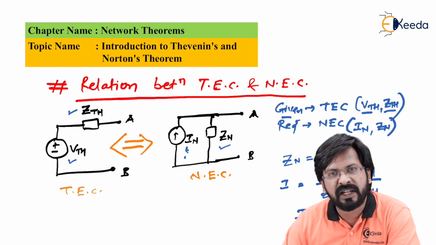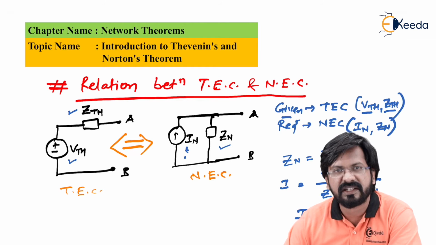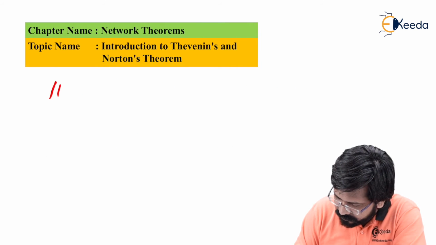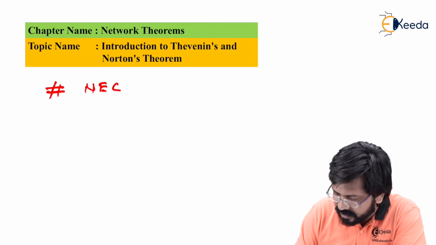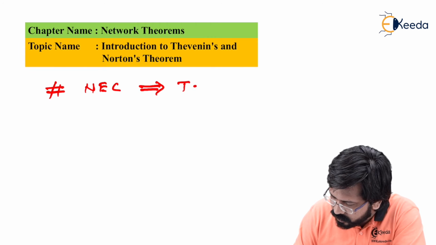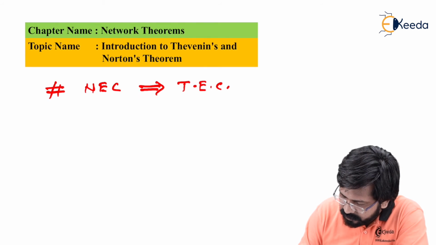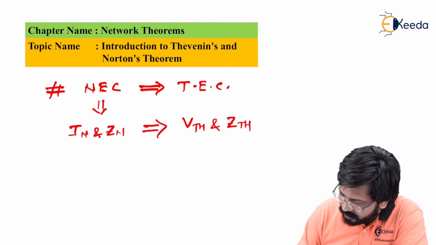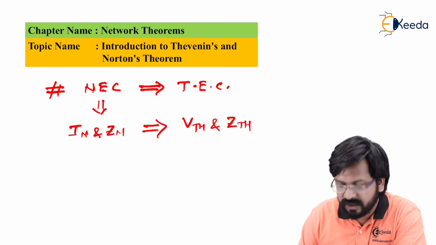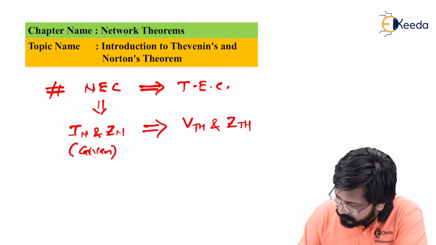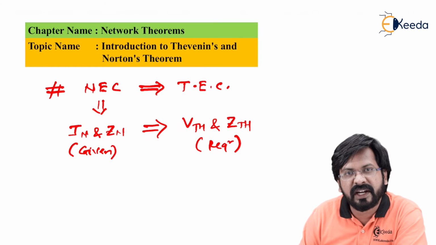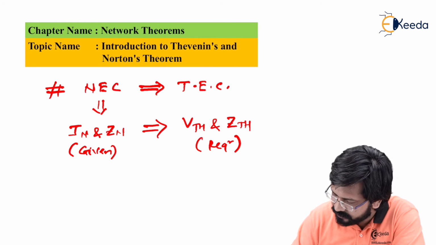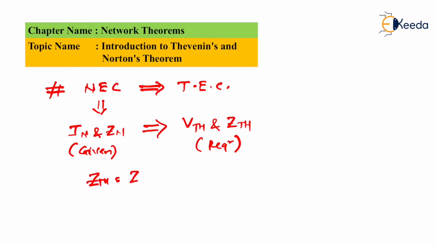So now we will see what if NEC is given to you and you have to get TEC, that is Thevenin's equivalent circuit. So this time let's say NEC circuit is given to us. We have to transform that into TEC, that is Thevenin's equivalent circuit. It means if NEC is given, so IN and Zn are given, and what is required? Required components are VTH and ZTH. So again, we know the relation that Zn and Zth are always equal. So in case this is given and this is required, I can straight away get Zth by the relation Zth equal to Zn.